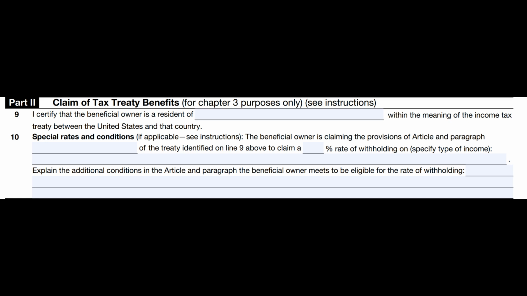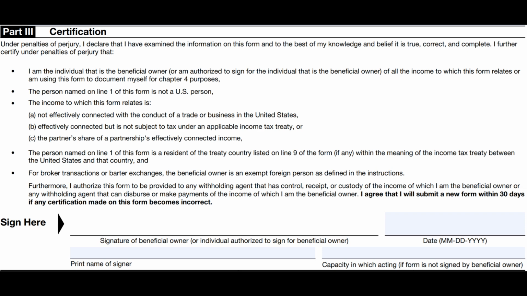Lastly, Part 3 certification. Here you are certifying that, among other things, you are the beneficial owner of the investment income from the financial institution, and you are not a U.S. person. In other words, you are a non-resident. If this is true, sign the form. And that's all there is to it.